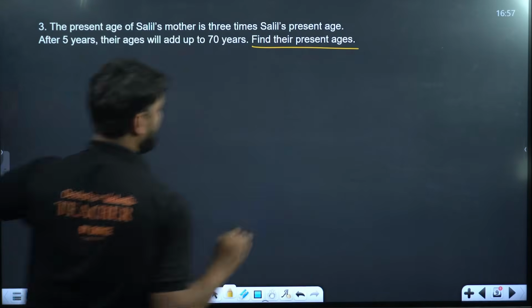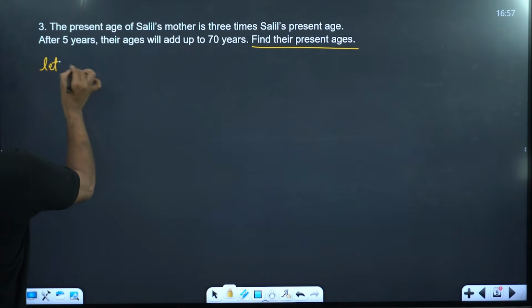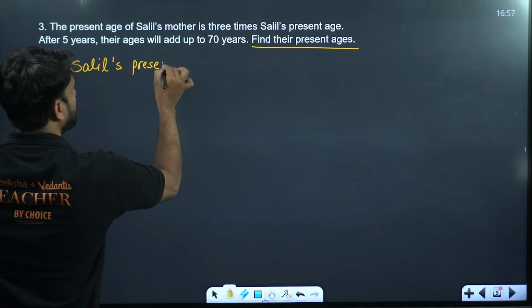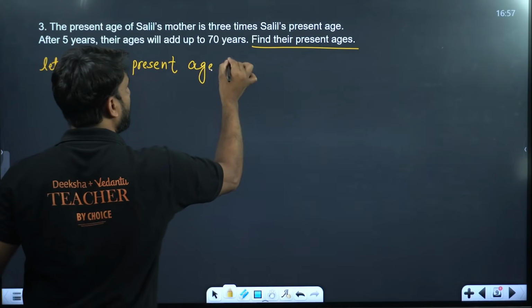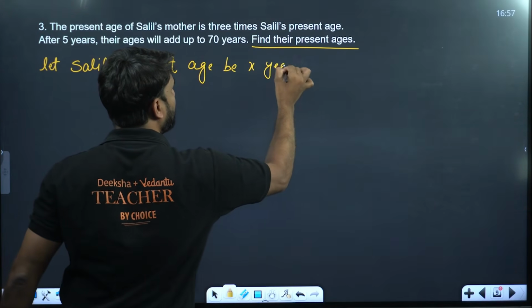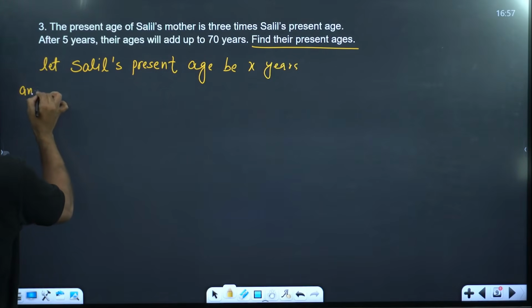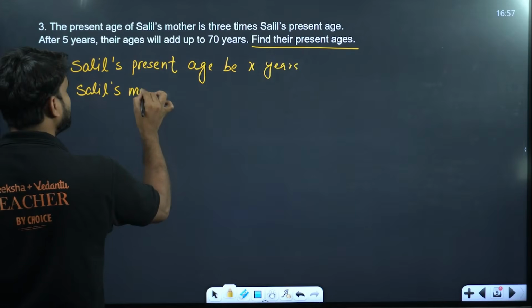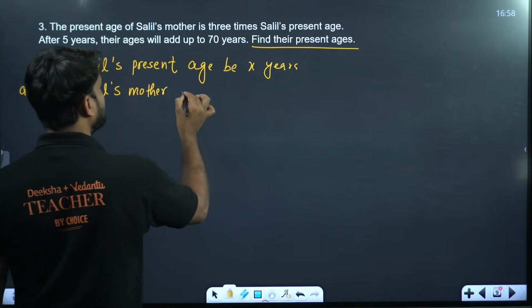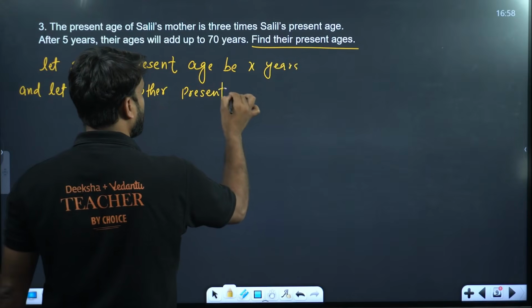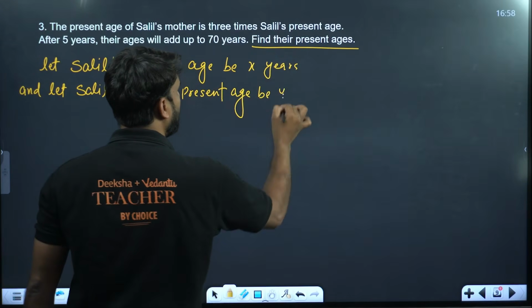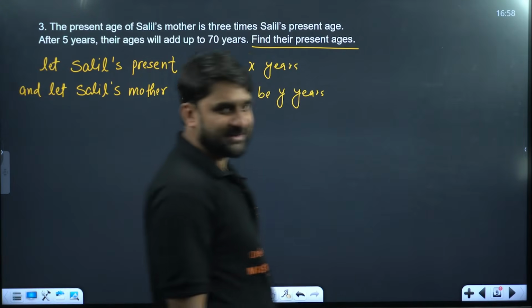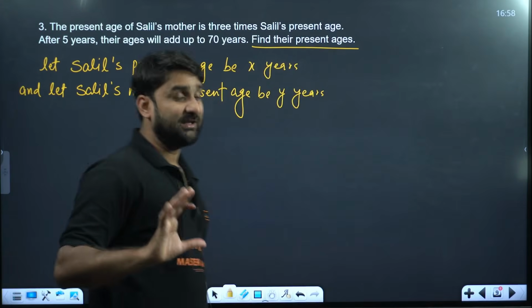So we don't know the present age. So let Salil's present age be x years, and let Salil's mother's present age be y years. Okay, so we have supposed Salil's present age is x years and Salil's mother's present age is y years. Now read the question.